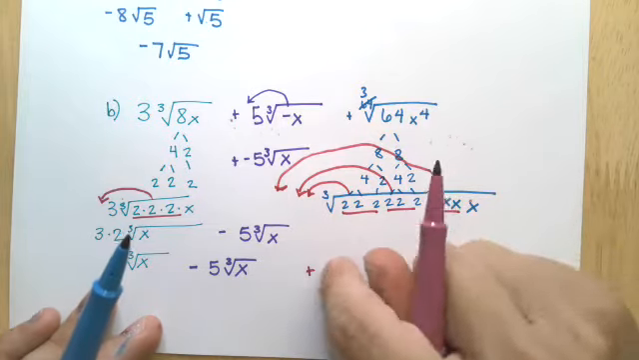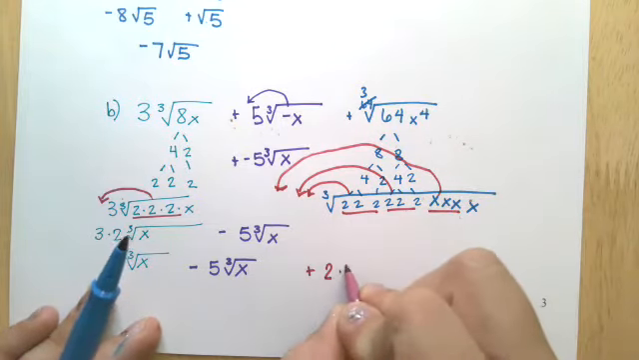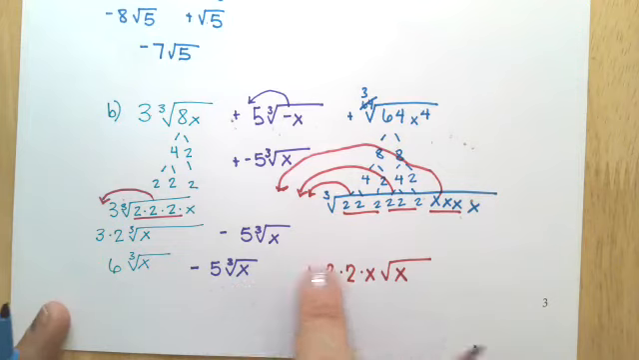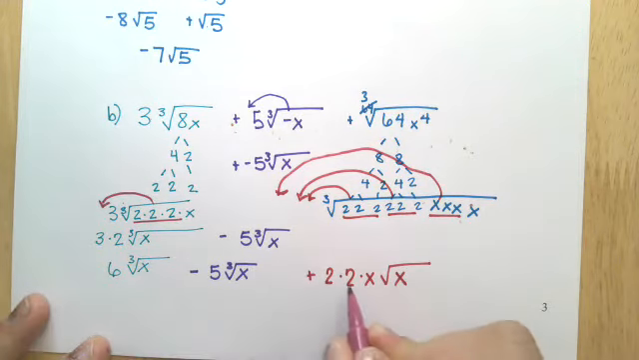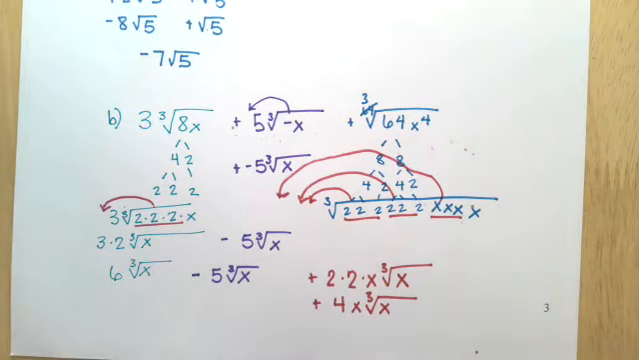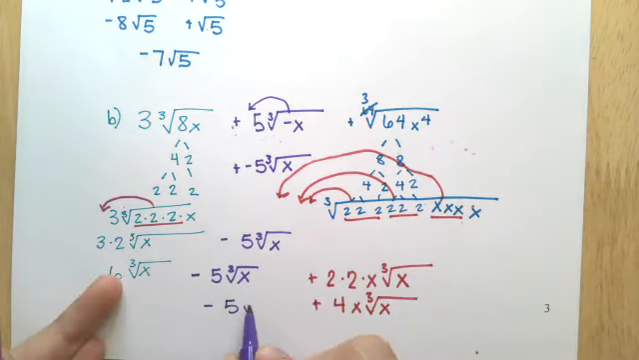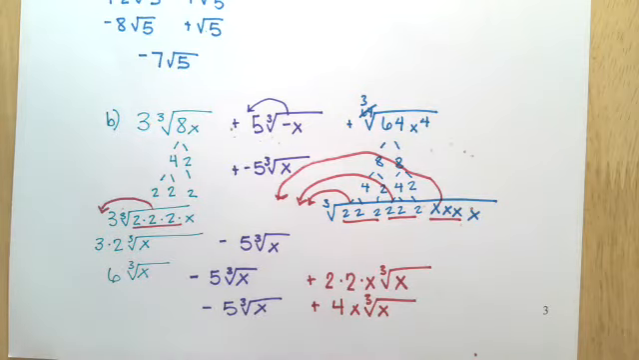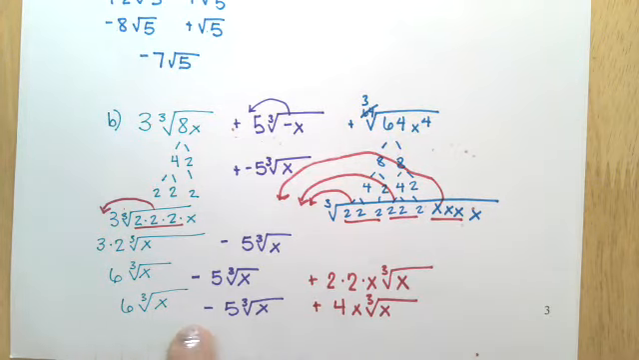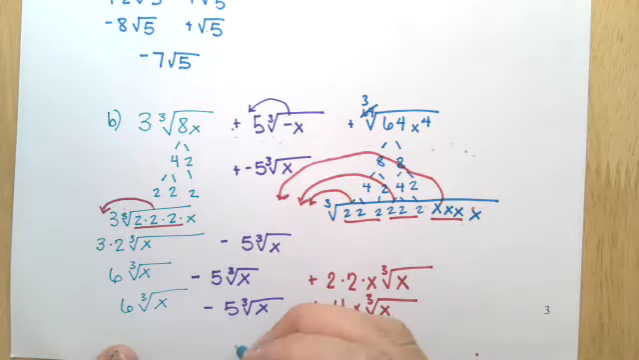Plus, this is the plus up here. That 2 comes out, another 2 comes out, and an x comes out. There's an x under here. Oh, good, we have the same radical. So now 2 times 2 is 4. 6 minus 5, don't combine it with the positive 4x because I have an x. So the only like terms are 6 minus 5. 6 minus 5 becomes 1, right?